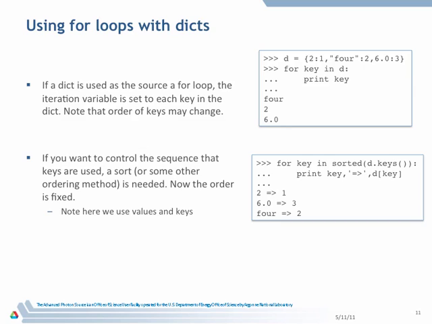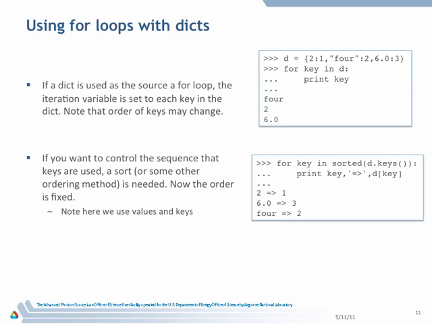Let's see. If I want to control the sequence that I want to access the keys, I can sort them. So here's a place where I've sorted them. And here I've referenced both the key and the value associated with the key. Turns out there are other ways of doing that as well, but this is a good one for right now.